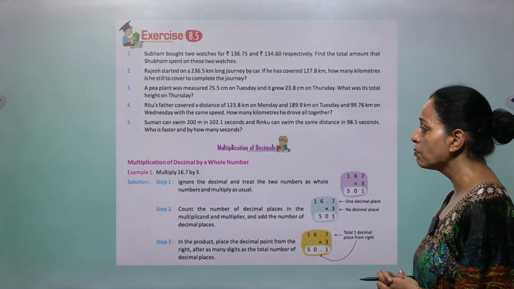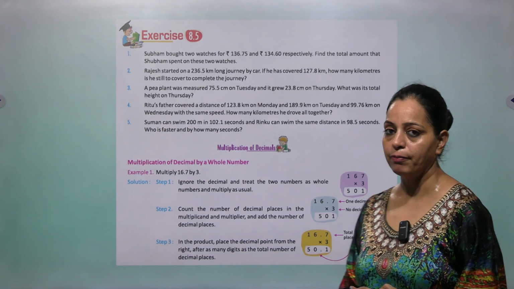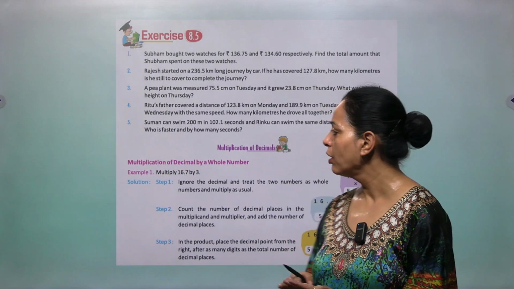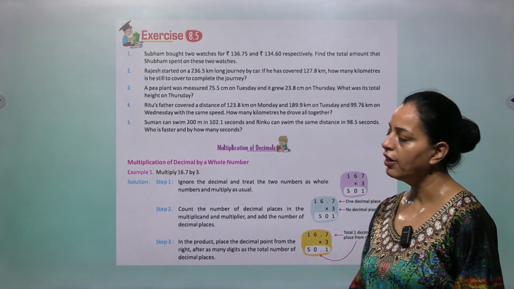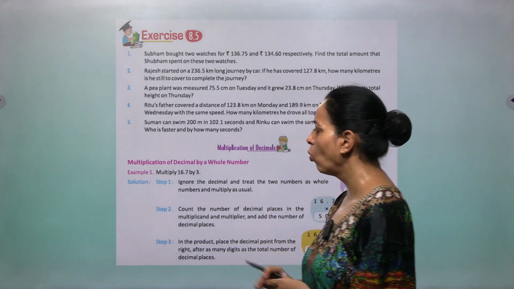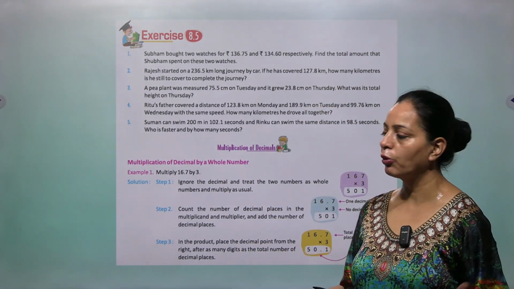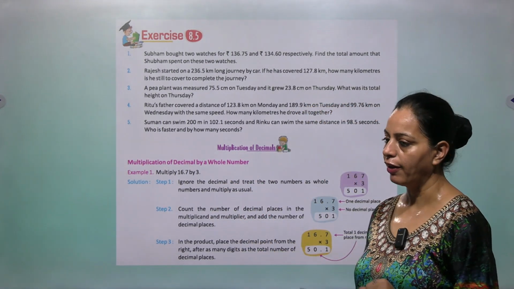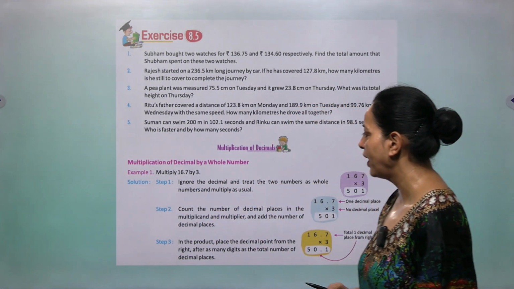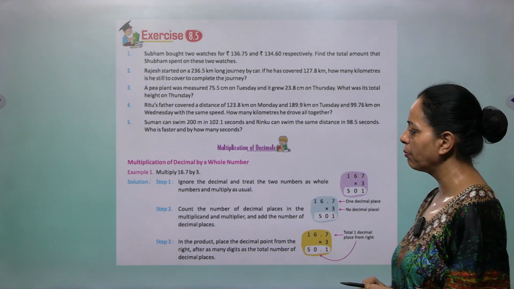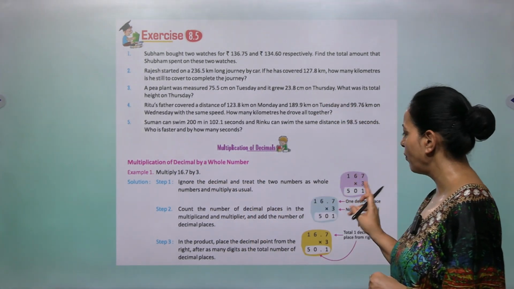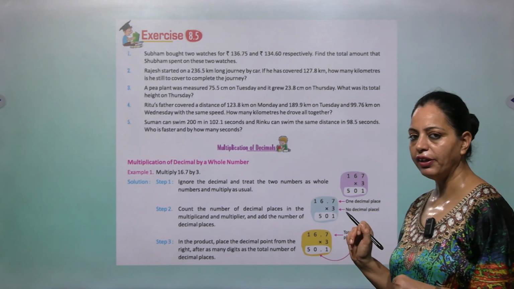Now we are talking about multiplication of decimal. अब हम बात करते हैं multiply की. Addition done, subtraction done. अब आ जाते हैं multiplication में. It's very easy, simple. So multiplication of decimal by a whole number. अगर हमें decimal number को किसी whole number से multiply करना है, तो simple multiply करना है आपको. Step 1, ignore the decimal and treat the two numbers as whole numbers and multiply as usual. अभी decimal को भूल जाओ आप. So 167 into 3 कर दो, 501.